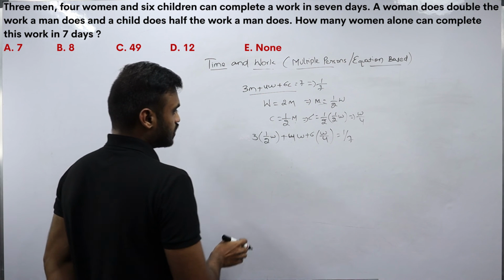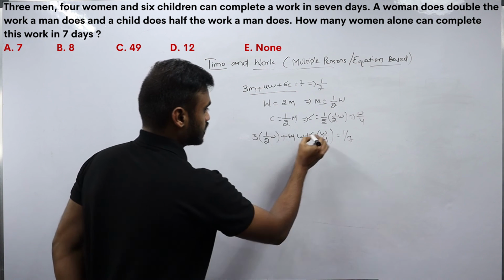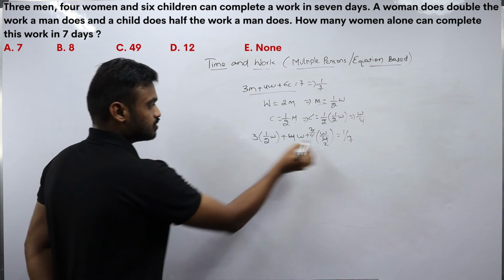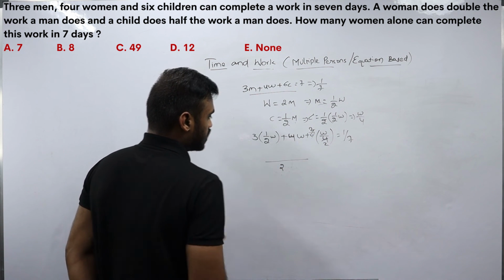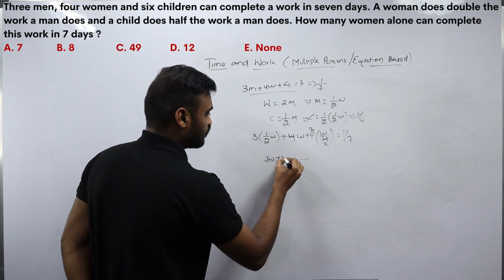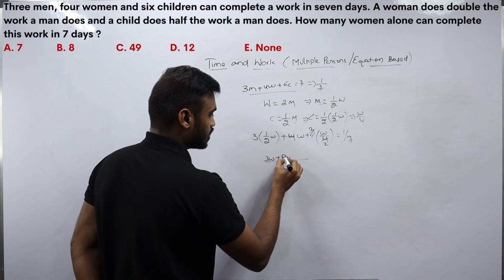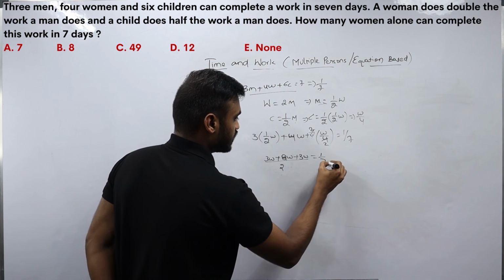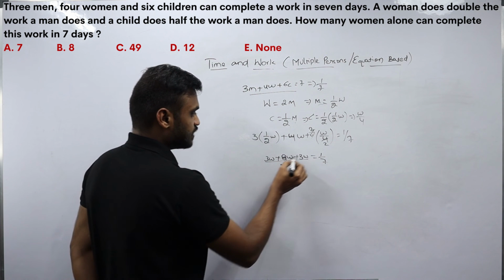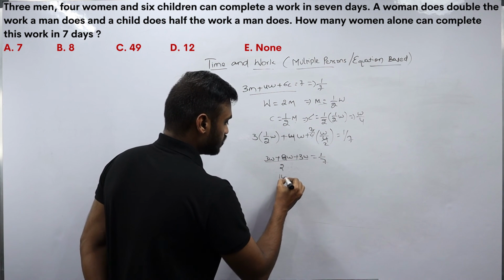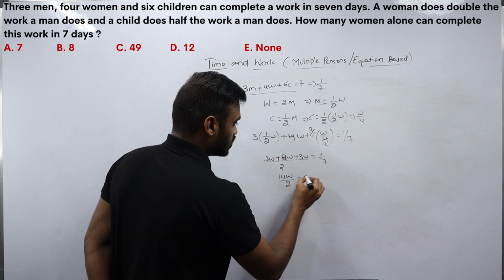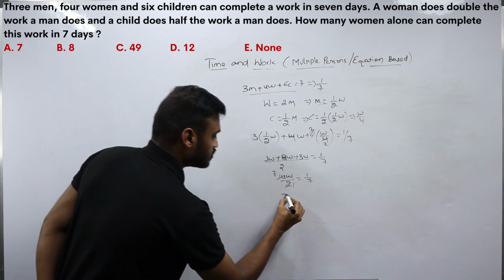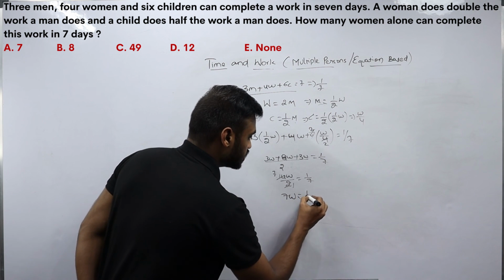Now the LCM will be 2 units here. 2 into 4 will be 8 women, plus 3 women, equal to 1 by 7. So I will get 3 plus 8 plus 3, that is 8 plus 6, that is 14 women. 14 women by 2 equal to 1 by 7. So 2 ones, 2 sevens. That is, 7 women can complete the whole work in 7 days.